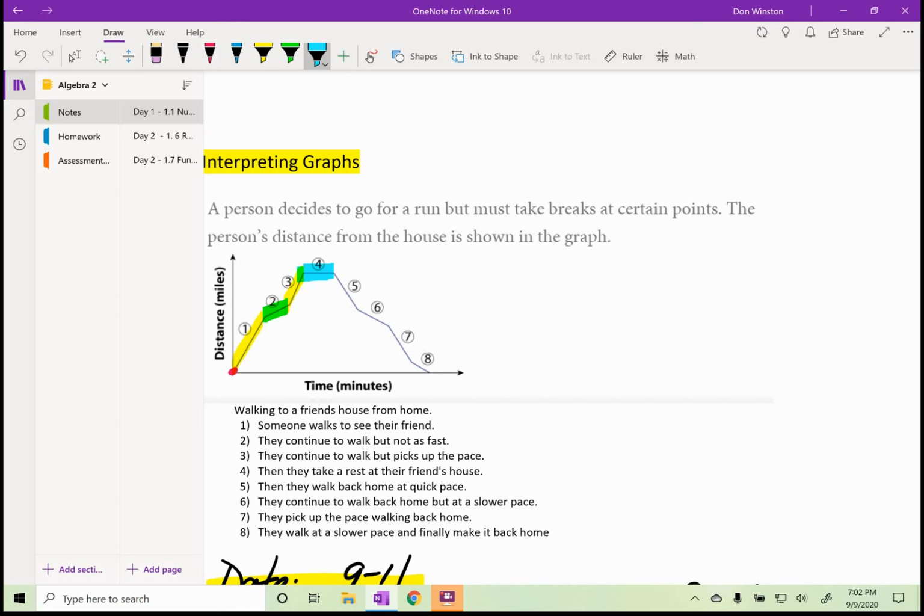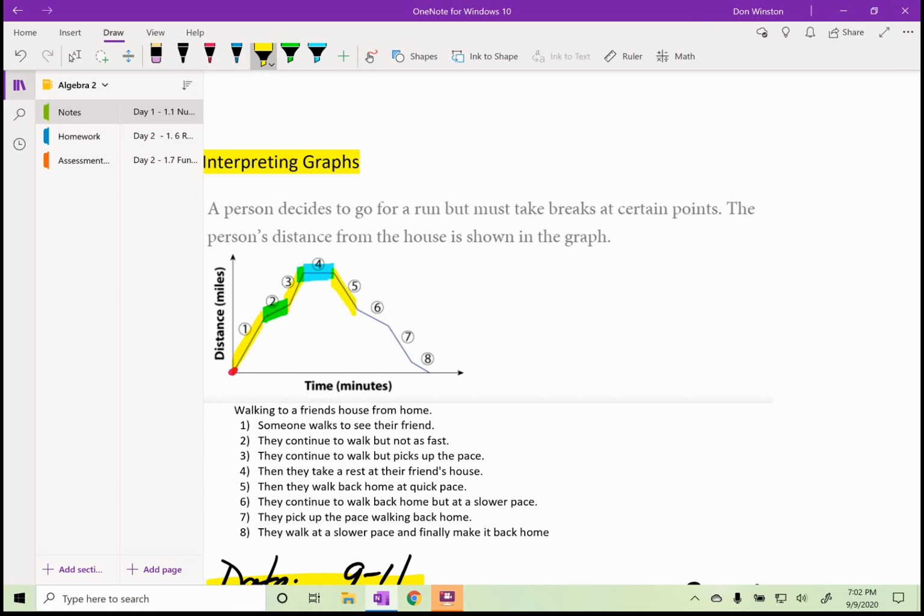So maybe they traveled like 3 miles on line 1, 1 mile for line 2, and 2 miles for line 3. And then they're at their friend's house. Now they're going to go back home, so their distance is going to decrease. Notice here that the slope for line 5 is sloping down because they're going back home. The distance is decreasing. So they walk back home at a quick pace for line 5.